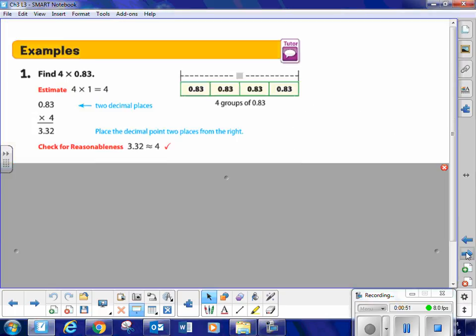All right, the first example, we read, it says find 4 times 0.83. If we estimate that real quick, we find that 0.83 rounds up to 1, and 4 times 1 is 4, so it should be somewhere around 4. You take 0.83 and multiply it by 4, and you find out that it comes up to 3.32. Now there's something going on here. There are two numbers behind the decimal, so that means we have to give our answer 2 decimal places.